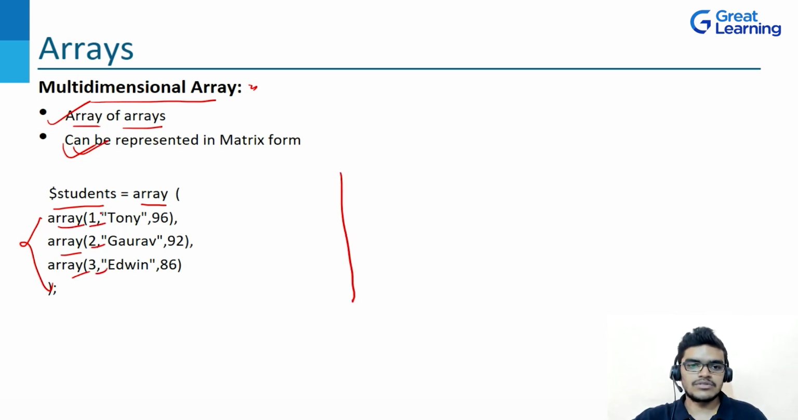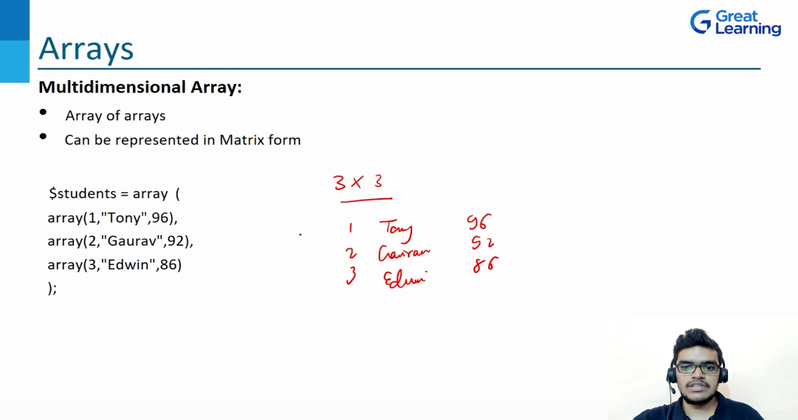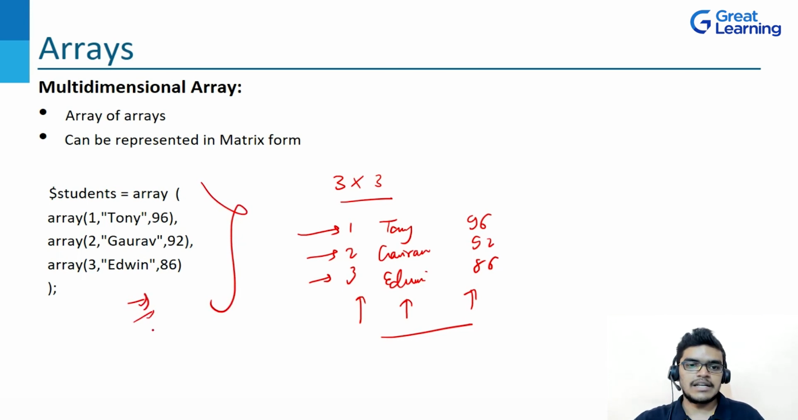How? Can you see? So this is 1, 2, 3. Let's say that this is the student ID, and this is the name of the student, and this is the marks scored by the student. So this can be represented in the form of a matrix, right? So we can have 3 rows and 3 columns. 1, 2, 3. Then I will write here Tony, Gaurav, and admin, and 96, 92, 86. So these 3 are rows and these 3 are columns. So it can be represented in matrix form. This is the basic syntax of a multidimensional array, right?